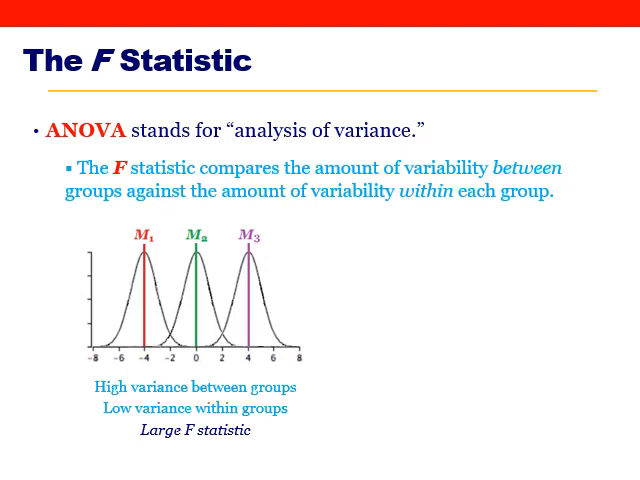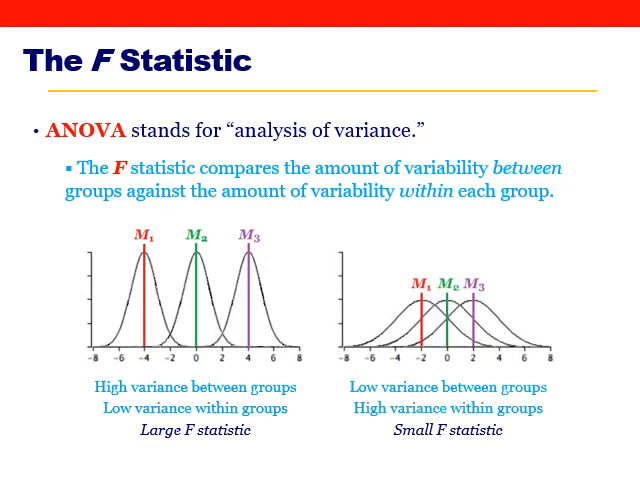Compare that scenario against this one. We still have three groups, group 1 in red, group 2 in green, and group 3 in purple. But now the means are much closer together. So the amount of variance between groups has decreased. Within each group, we also have a lot more variability. In other words, each group is now a shorter, wider distribution. As a result, there's a lot of overlap between groups.